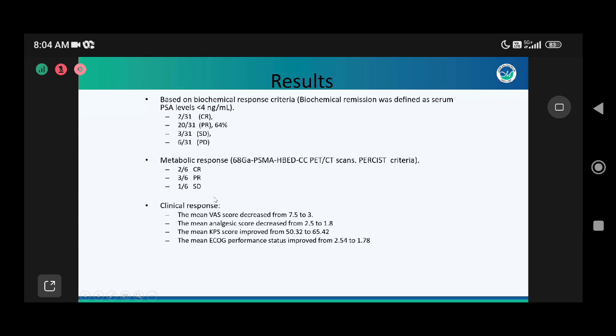Metabolic response was observed by gallium PSMA scans, in which only 6 of these cases could be assessed for metabolic response. Out of these 6 cases, 2 had complete response, which were the same cases that had biochemical response. The other ones had partial response, 3 out of 6 cases, and 1 out of 6 had stable disease. Along with other clinical responses, VAS score has significantly reduced, and ECOG score has reduced. Because there is cell kill, along with it there will be a reduction in the amount of pain, and quality of life has significantly improved.